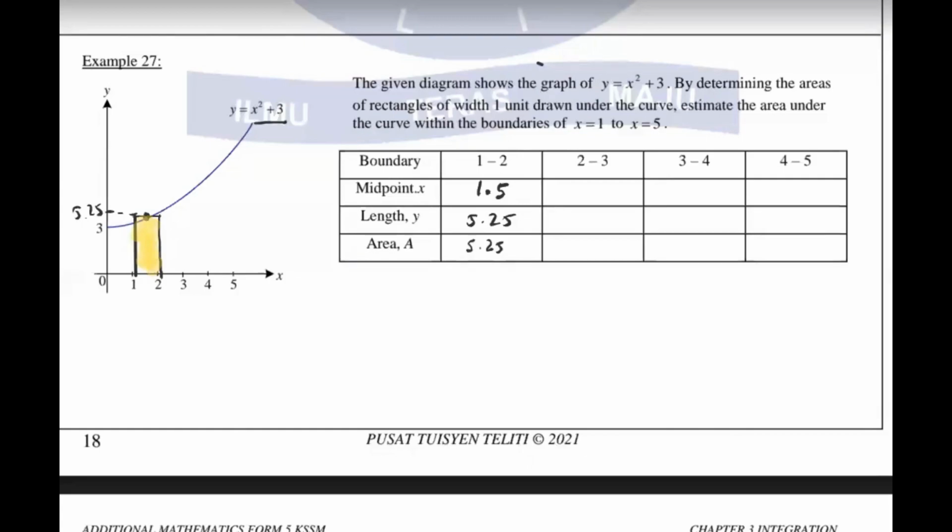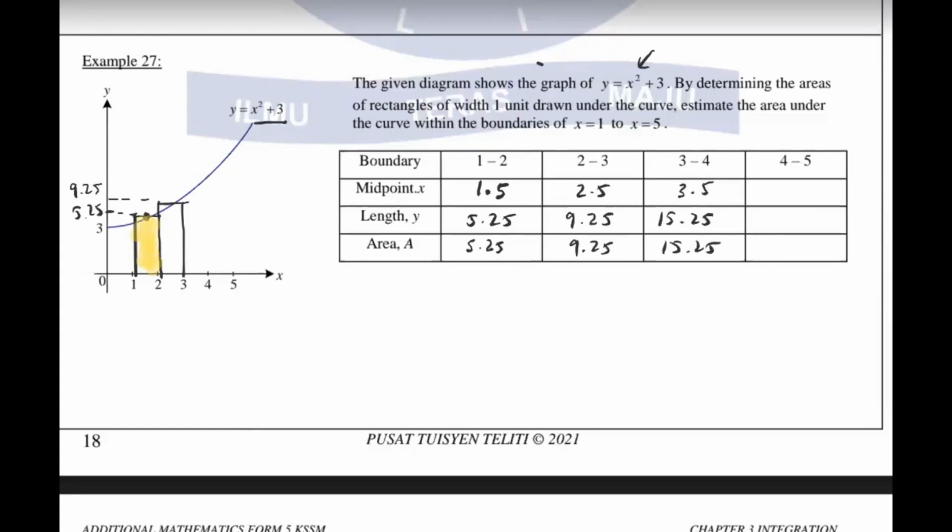Now, how about 2 to 3? The bar is like this. The midpoint is 2.5, so take 2.5 and sub it in here. 2.5 squared plus 3, the answer is 9.25. So this rectangle has height 9.25, and this is your area. The next one, 3 to 4, the midpoint is 3.5. You square it, plus 3, 15.25. So this is also 15.25, right?